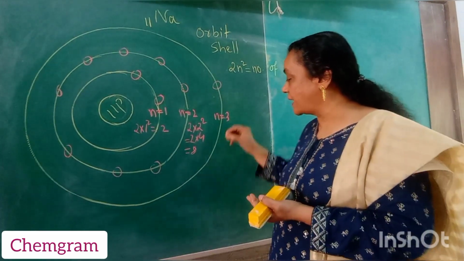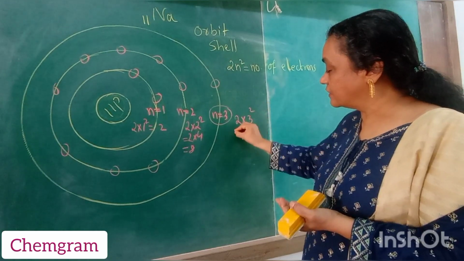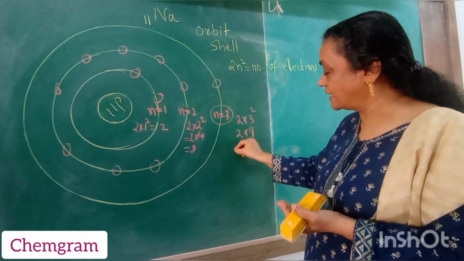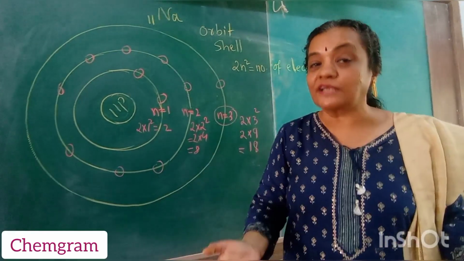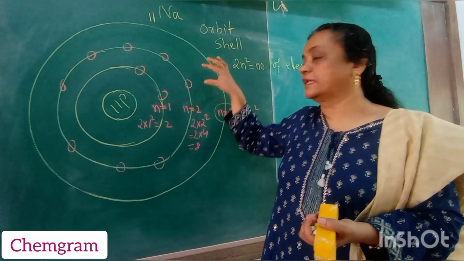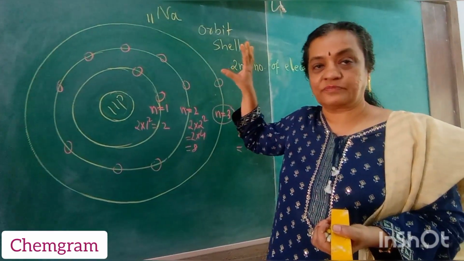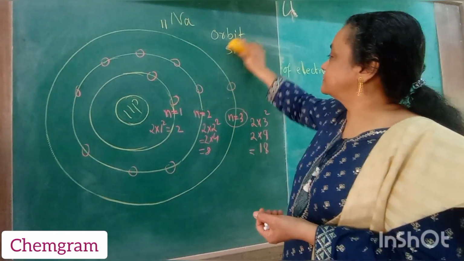Although, last shell में maximum कितना जा सकता है? It is 2 into 3 square, 2 into 9, that is equal to 18 electrons. 18 जा सकते हैं लेकिन हमारे पास है नहीं तो कहाँ से जाए? So what is left is only 1 electron. So that 1 electron will go in the last shell. Is it clear?